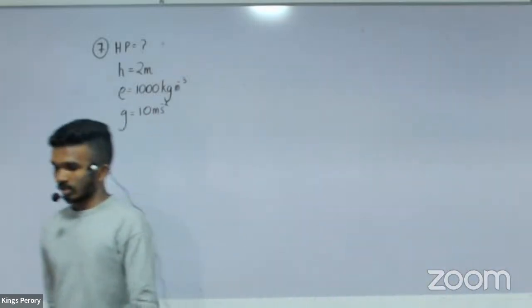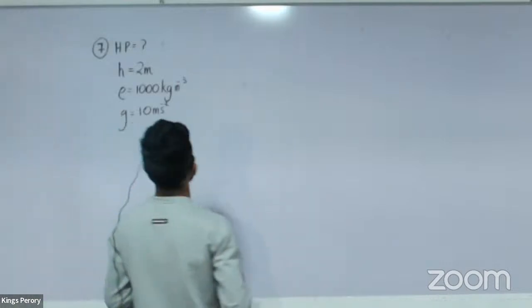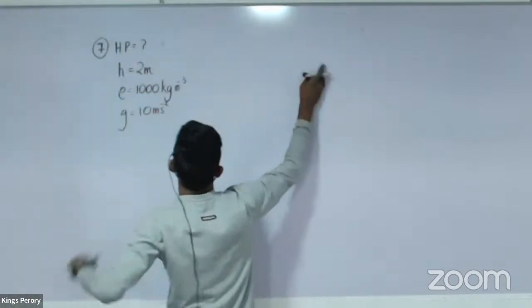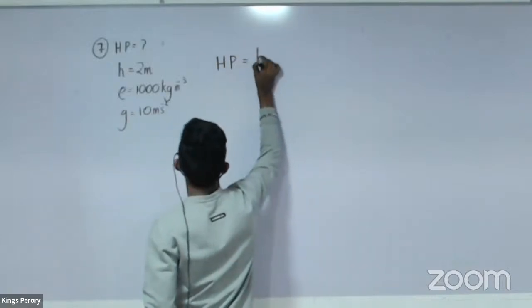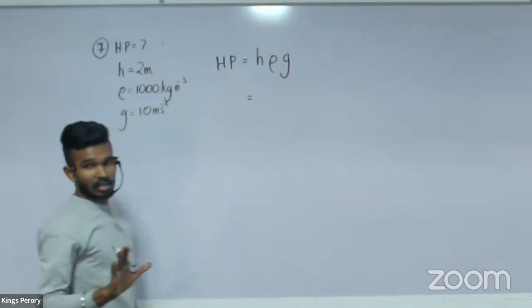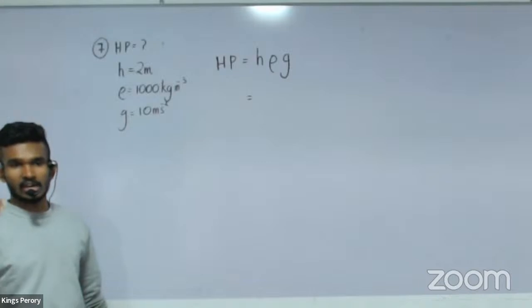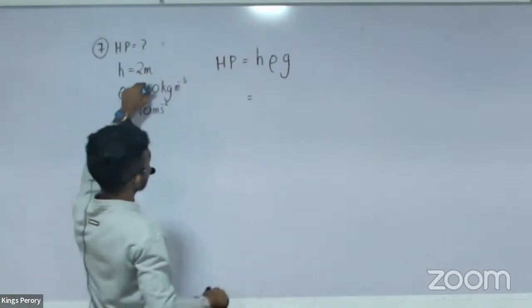Right. See how I work it out. Next question onwards, you all can work. First, you write the equation. Now tell me, hydrostatic pressure, what's the equation? H rho G. H is not height. H is depth from surface to a point. The depth. H, what's the value?